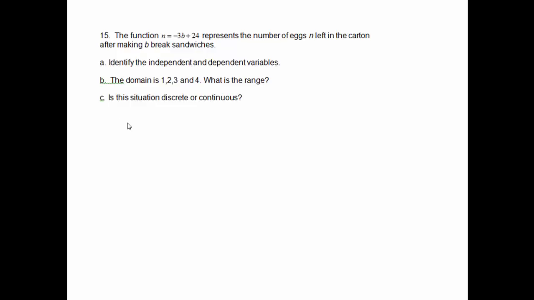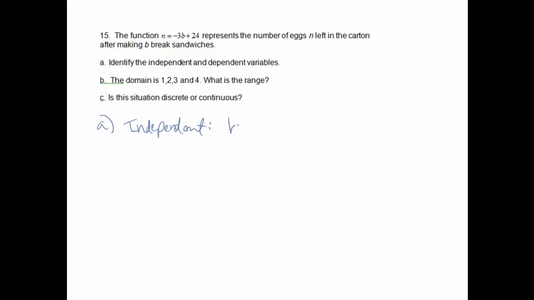Alright, problem 15 says the function n equals negative 3b plus 24 represents the number of eggs n left in the carton after making b breakfast sandwiches. Identify the independent and dependent variables. So for part A, the independent, what do I have control over? What do I get to choose?